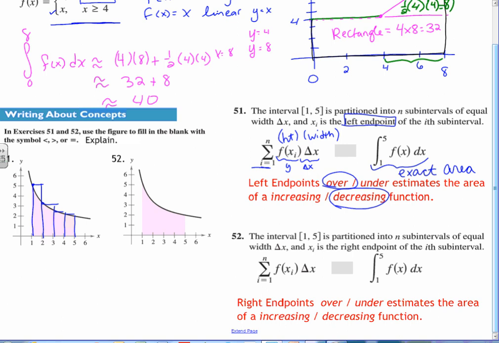For 5.2, I think we flip-flop around. We still have the same function. Now they're asking about right endpoints. Now my rectangle is based on the right-hand side of the curve, following those intersection points of the curve. Obviously we are underestimating because we have a decreasing function, so my approximation will be less than the actual integral value. Here I should have put a greater than, right? It was an overestimation.